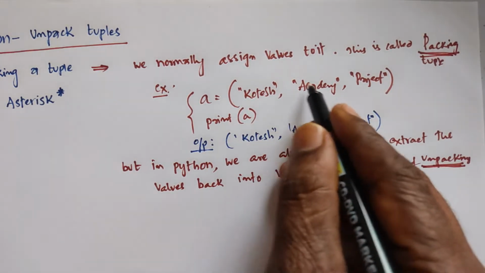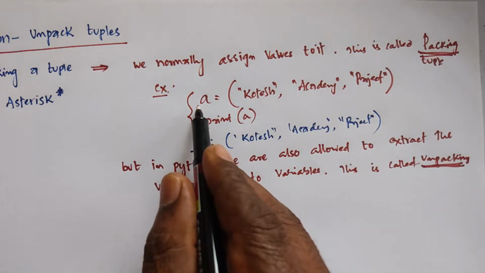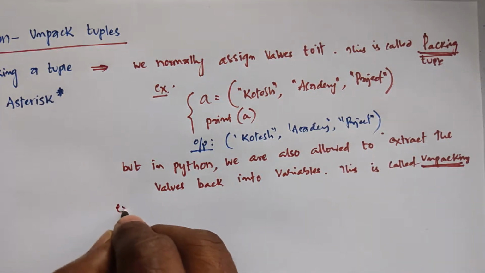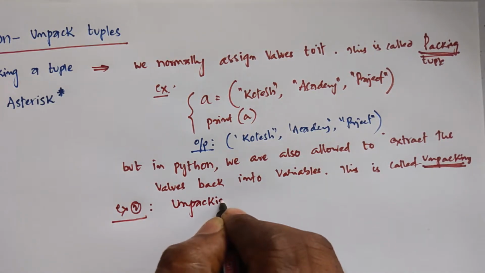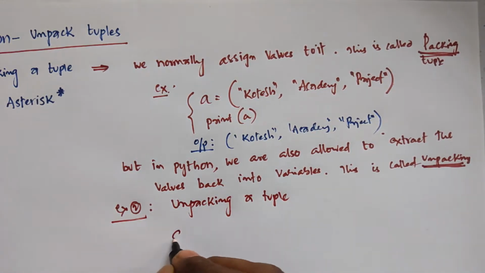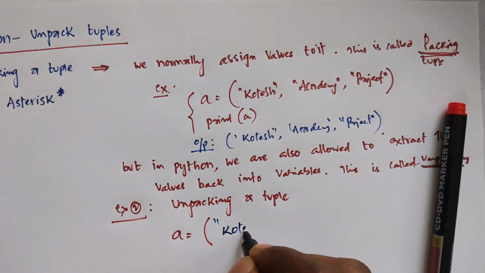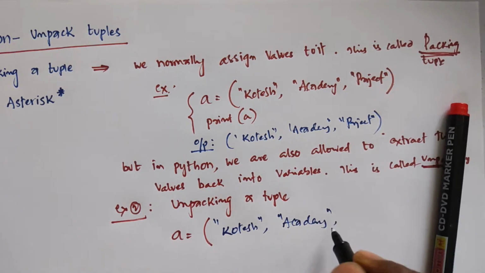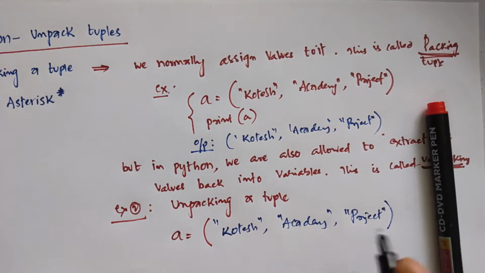This is an example for packing. Packing means various items can be represented in a single variable. But how can you extract them? The example for unpacking a tuple: simply A is equal to cottage, academy, project. So this is the actual packing.